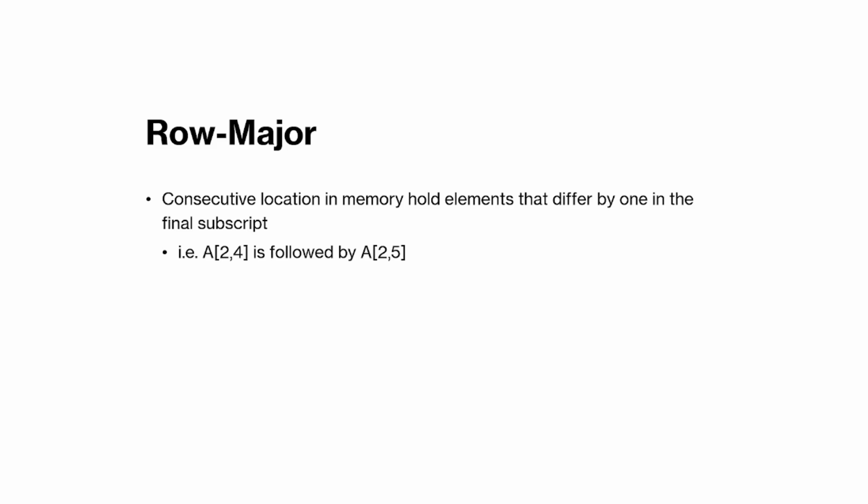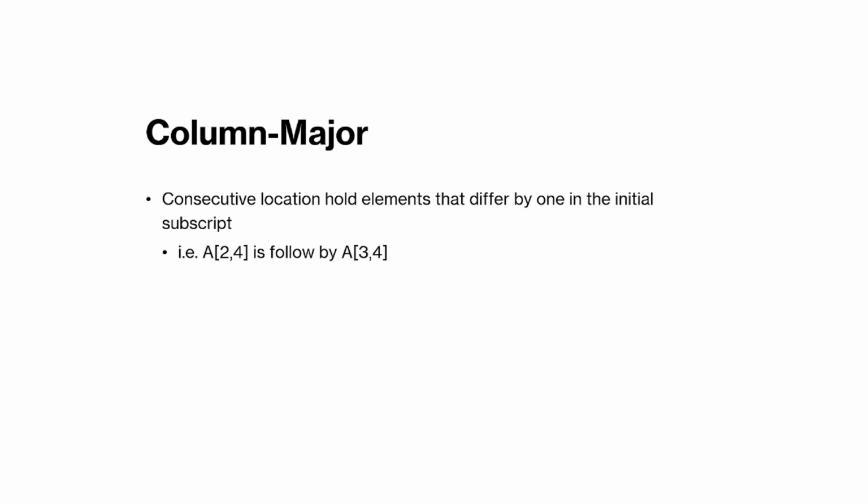Row major. Row major stores elements in consecutive locations in memory, differing by one subscript. So it's going to change the row instead of the column. So if you are at 2, 4, the next element in memory will be 2, 5, right? Column major is the opposite. So if you're at 2, 4, it's going to be at 3, 4 next.